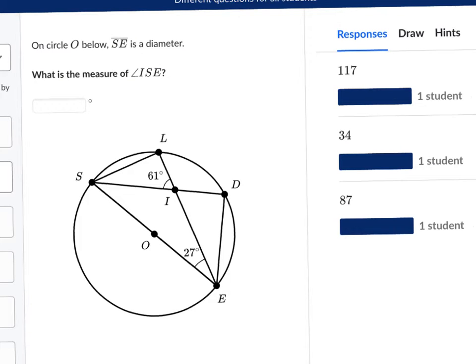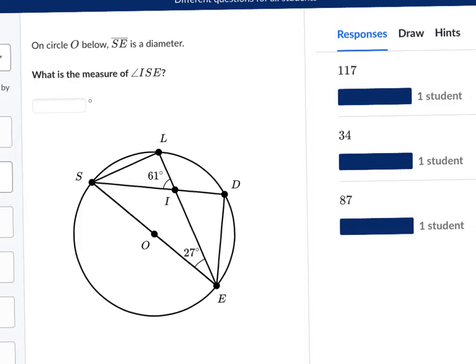Okay, so this is one of the problems from inscribed shapes that you all were asking about. What I'm going to do is show you how we could find everything on here, but first let's just answer the question that's being asked. It says, what is angle ISE? Where's ISE? Here's I, here's S, here's E. So they're talking about this angle right there.